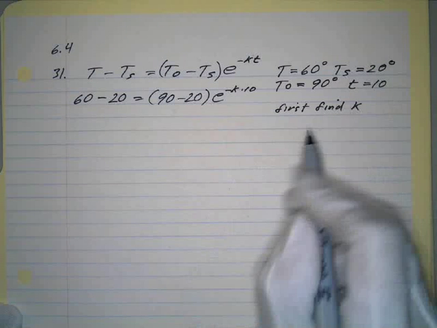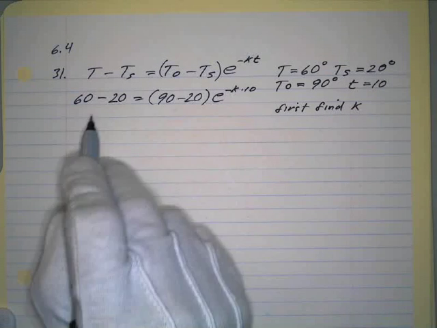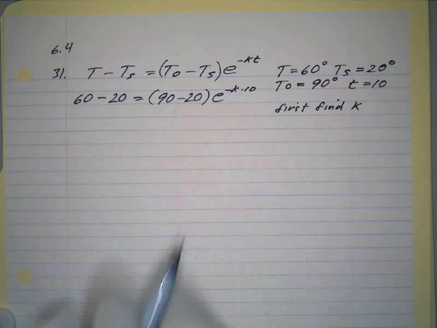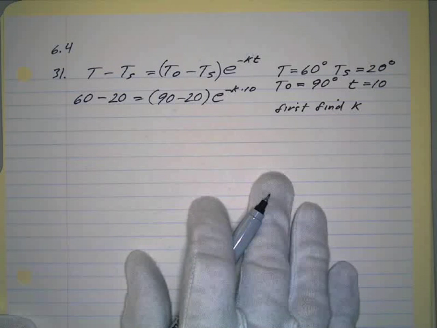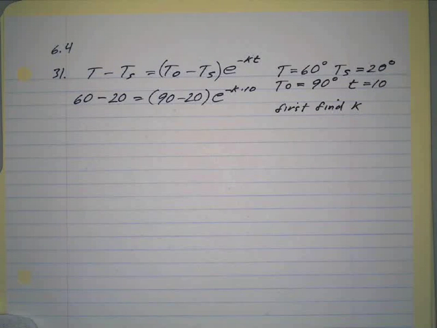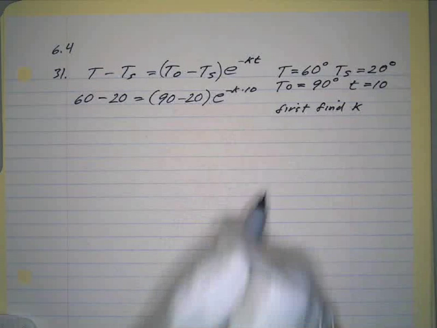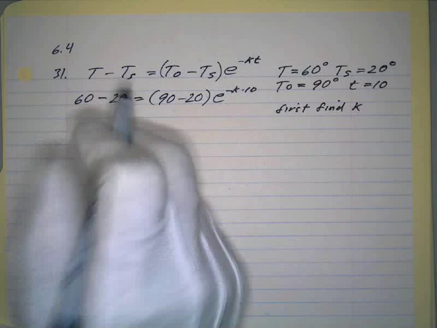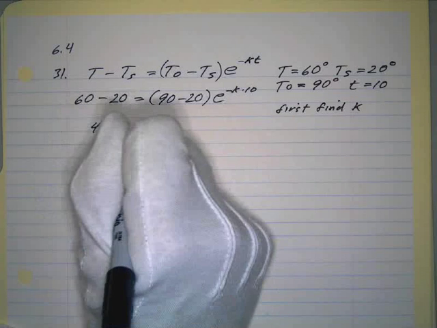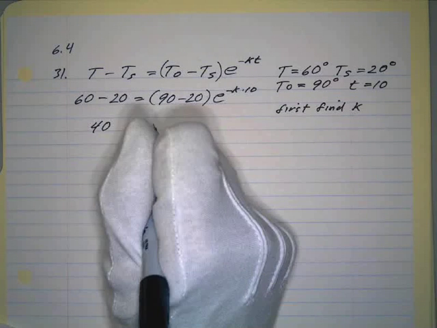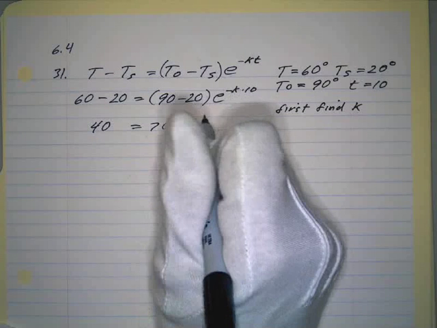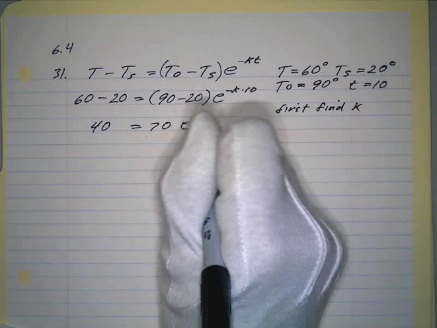So the first thing we're going to do is find the K for this particular situation. And then we can use it for the same cup of soup as we vary the parameters of the problem. Okay, so this isn't too bad. 60 minus 20, that's 40. And 90 minus 20 is 70. And that equals e to the negative 10K.